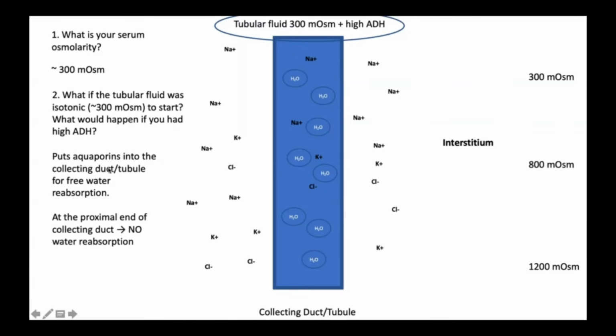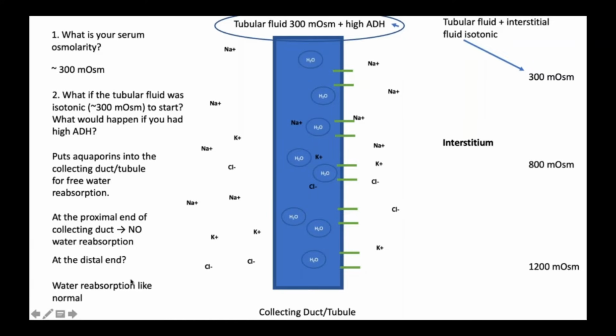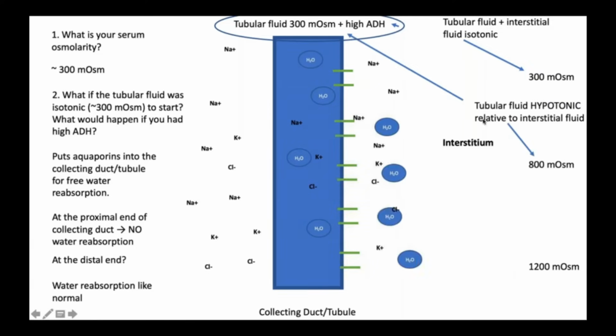Right. So remember, ADH is of prototypic importance. At the proximal end of the collecting duct, there would be no water reabsorption, because, like you said, this would be isotonic to this. However, as you descend, you would have water reabsorption, because the tubular fluid is hypotonic, 300, relative to the interstitium. So you could still get free water reabsorption as you descend.